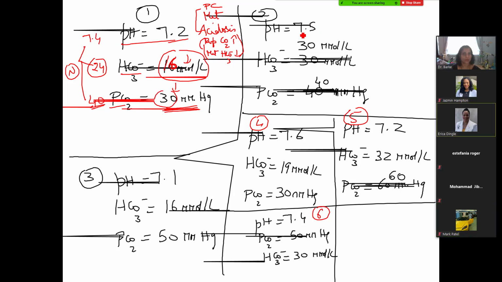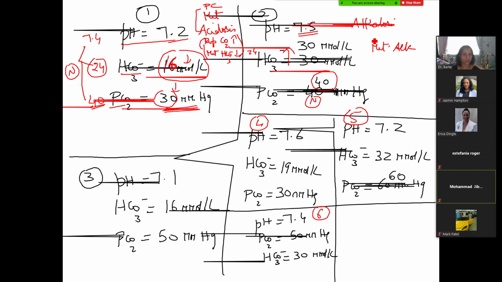Okay. The next one, what's the pH? 7.5. So what is it? Alkalosis. Alkaline pH, so it's alkalosis. Then bicarbonate from 24, increased. Carbon dioxide has remained normal. So it has to be what? Metabolic alkalosis. It has to be metabolic alkalosis, and carbon dioxide has not yet compensated. So what are we talking about? Acute, or uncompensated metabolic alkalosis.